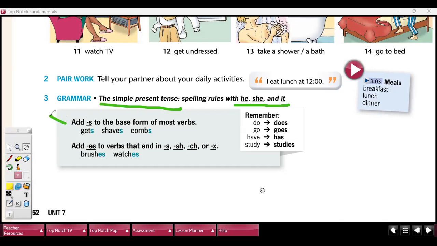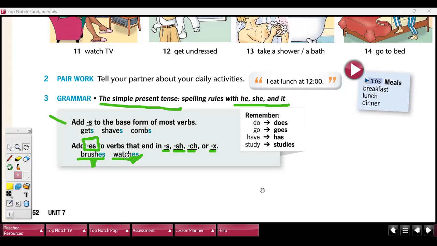Entonces, una de las reglas es la siguiente. Agregamos S to the base form of most verbs. Agregamos S a la mayoría de los verbos, pero tenemos algunas reglas adicionales. Entonces, ¿qué pasa si un verbo termina en S, SH, CH o X? ¿Qué es lo que hago yo? Le voy a agregar ES al final. Por ejemplo, brushes, veamos acá la terminación del verbo cepillar, termina en SH, entonces tengo que agregarle ES. Watches, ¿ok? Watches. Entonces, eso es lo que va cambiando.